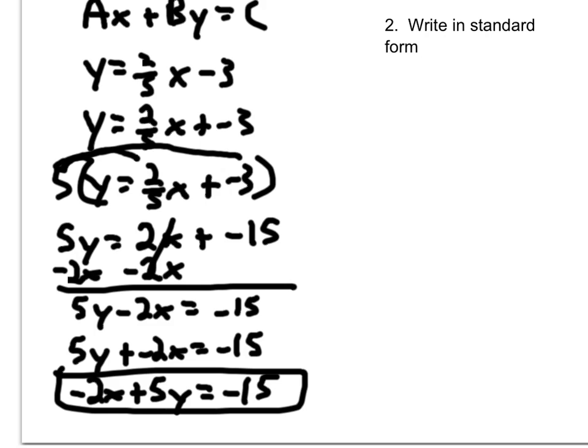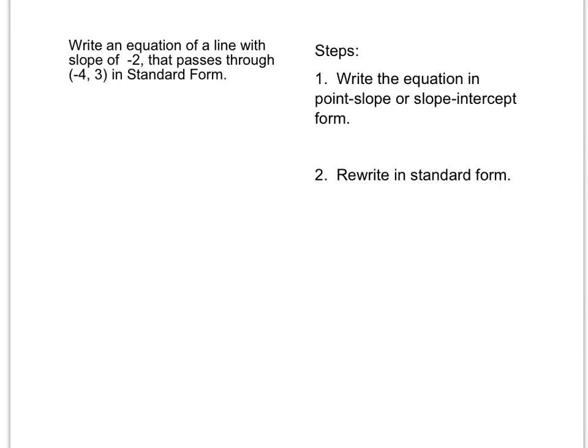Okay, let's go on to another example. Now this example says to write an equation of the line with a slope of 2 that passes through negative 4, 3 in standard form. Now your first step is to write the equation in point-slope or slope-intercept form. Now you'll have to decide which one is better based on the information you're given. Here I'm given the slope and a point. Well, that is point-slope form. That's what that stands for. So I'm going to write this in point-slope form since I'm given the slope and a point.